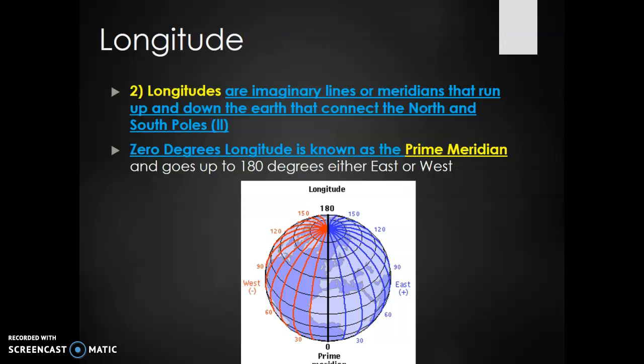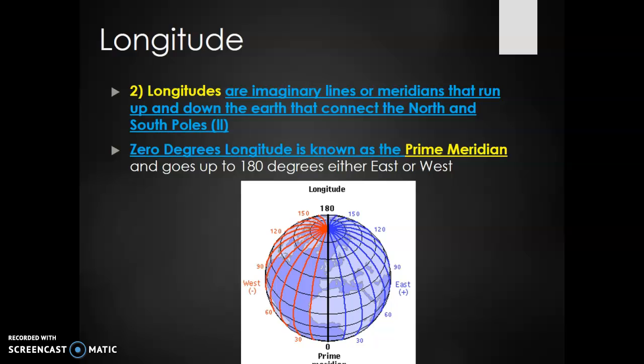Now for longitude lines, they're going to run the opposite direction of your latitudes. So with longitude, they're measured from 0 all the way up to 180 degrees, either east or west, based on which side of the prime meridian they are on. So your prime meridian is going to be 0, and then if it's to the eastern side, shocking I know, it's going to be east, western side will be west.